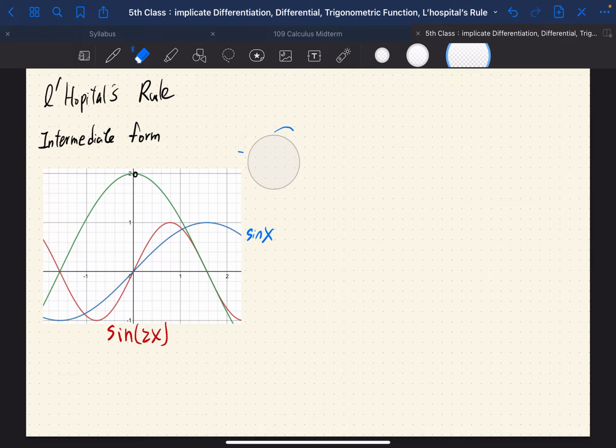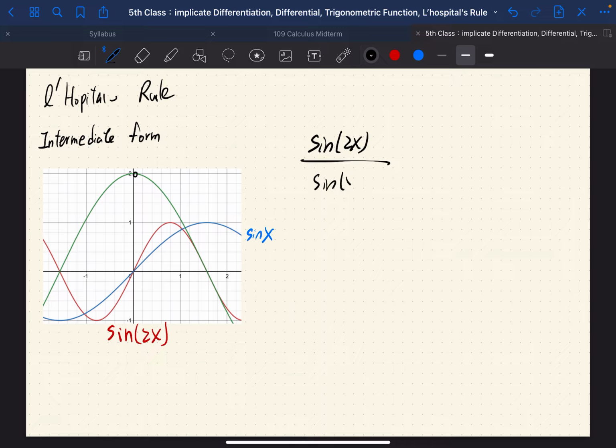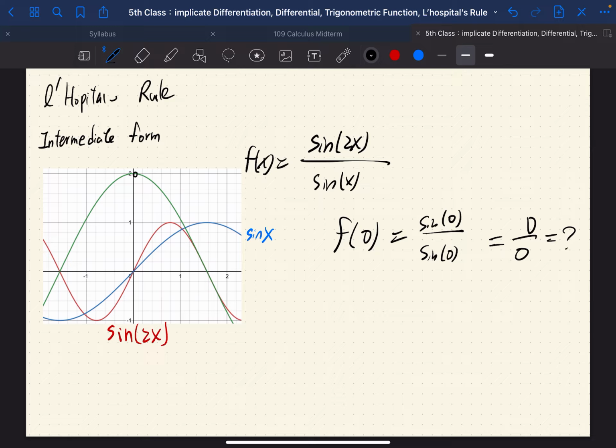So now I ask you a question. This is f of x, and I ask you what is f of 0. So we can see sine of x at 0: when x is 0, what is y? It is 0. The same for the other. So what is the answer of 0 divided by 0? We don't know that, right?